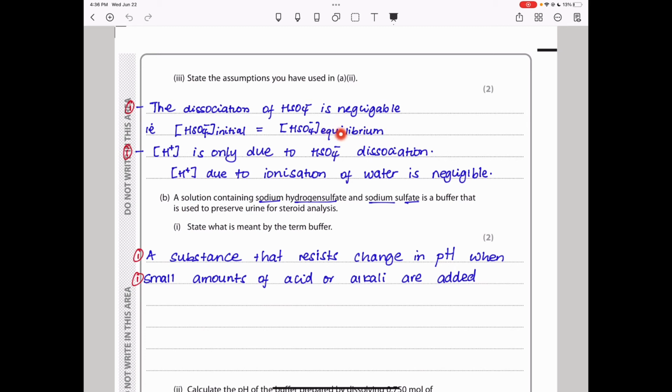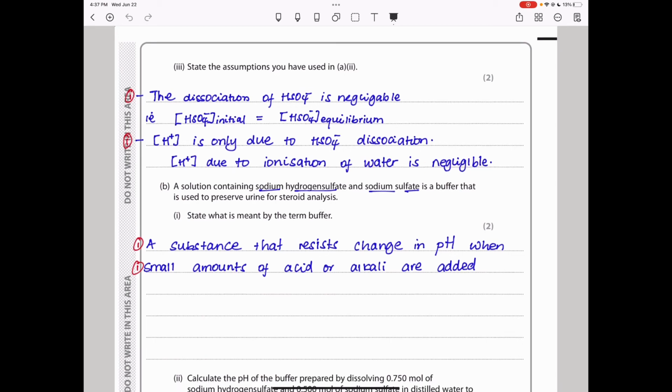We assume that the dissociation of the weak acid is really, really small. Therefore, the hydrogen ions produced are really, really few. The next assumption is that the concentration of hydrogen ions in this solution is not due to the dissociation of water, or you could say water dissociation is negligible. So here I say the H plus ion concentration is only due to HSO4 minus dissociation, meaning it's not due to water. So water did not dissociate. That is the second assumption.